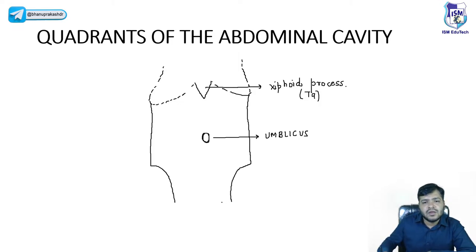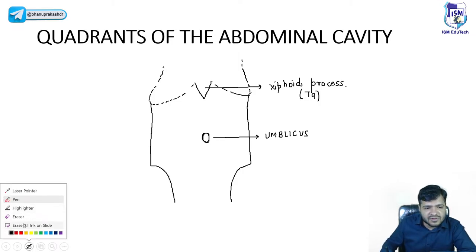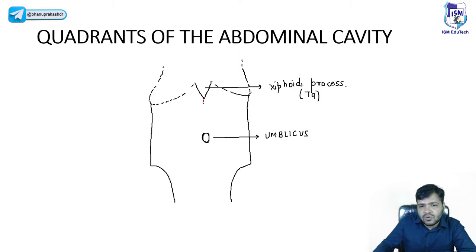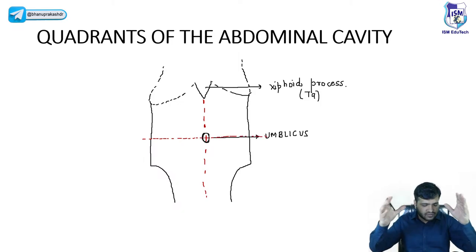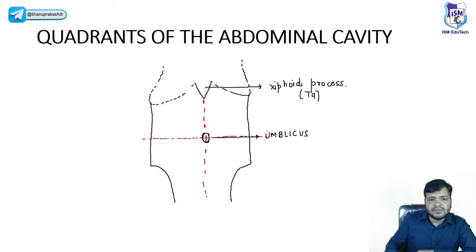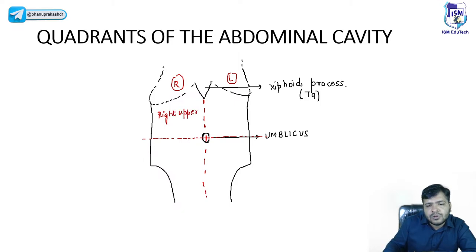Now guys, remember that starting from the xiphoid process, if we make a line towards the umbilicus, the midline extending downwards, and at the level of the umbilicus we create a horizontal line, it divides the abdominal cavity into four parts. This is the right part and this is the left part. This right part, somewhat above, is called the right upper quadrant.